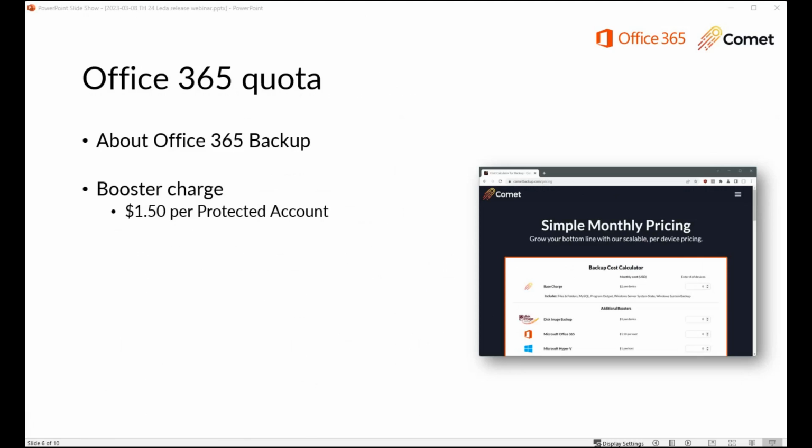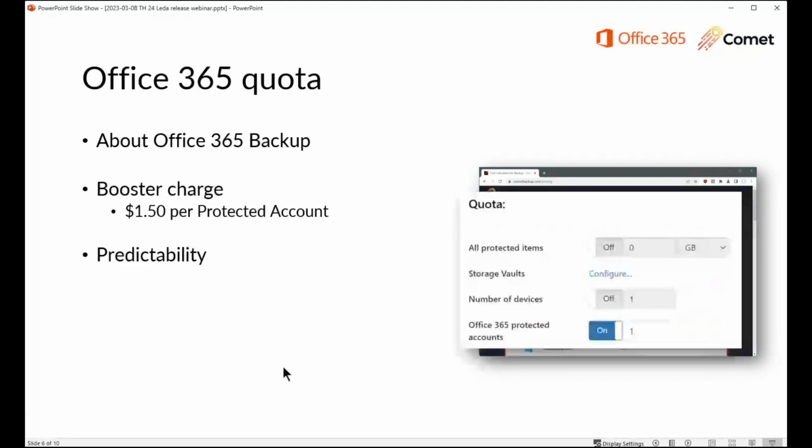And so at the time of writing, this protected item type comes with a booster charge of, right now it's $1.50 US per protected account. And of course, these are our wholesale prices for MSPs, service providers. You can charge your end customer any amount you want. When you select an Office 365 resource to back up, such as an employee mailbox or a shared OneDrive drive, all Office 365 users within the tenant who can access that resource are tagged as protected for the purposes of Comet billing. And so this is a pretty simple system.